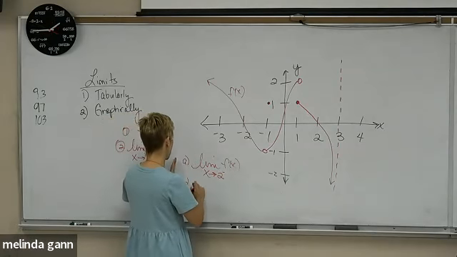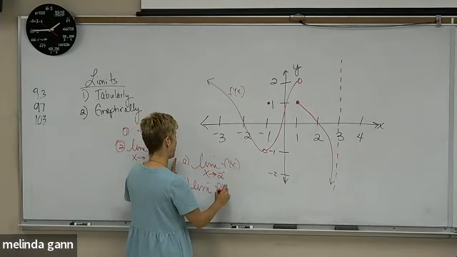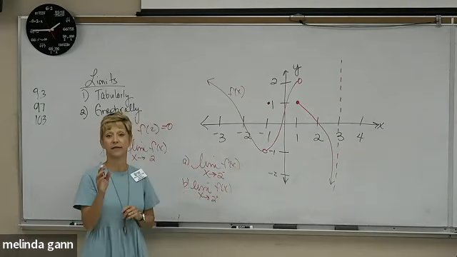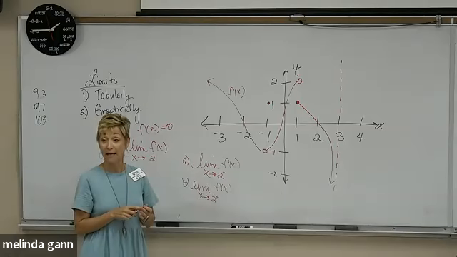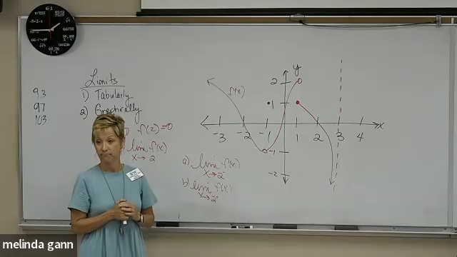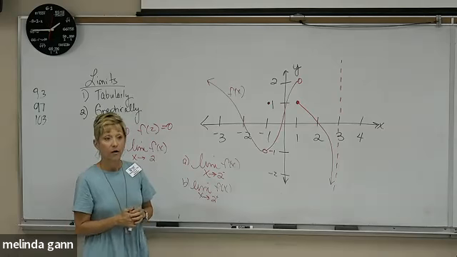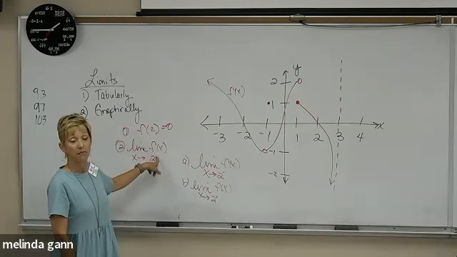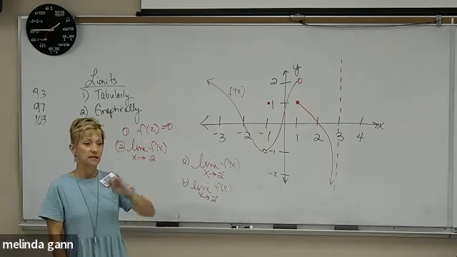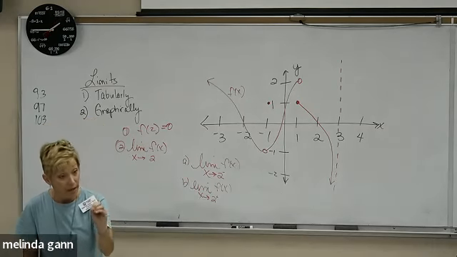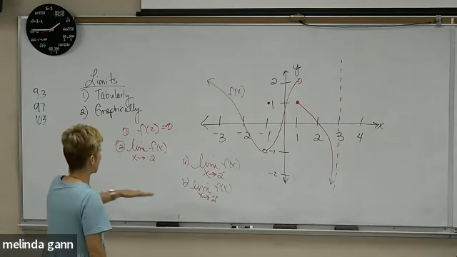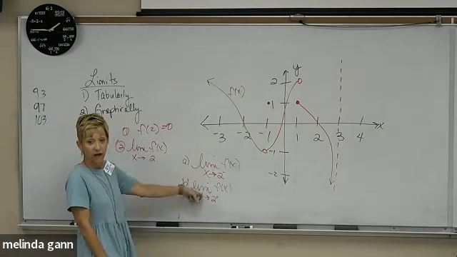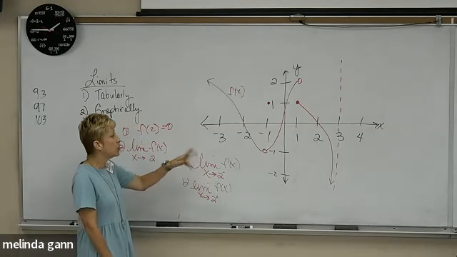If you see this, the limit of f of x as x approaches 2 and there's a superscript of a plus, what do you think that means? From the right side only. Now, if you don't see any superscript, that means you've got to come from both sides. And the answers have to match. So even if you're not told to do this, when you're doing one of these, you really have to do both of those. So look at your picture.